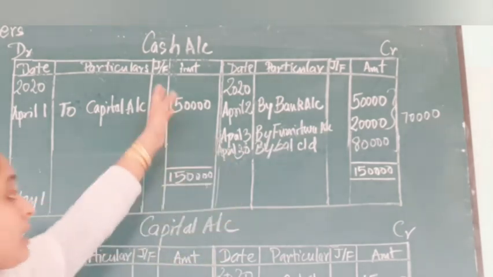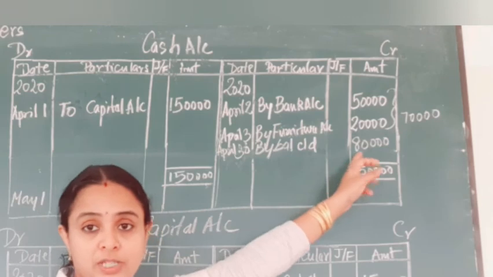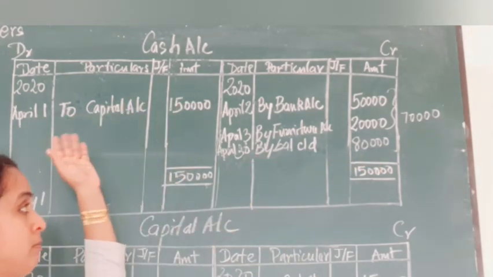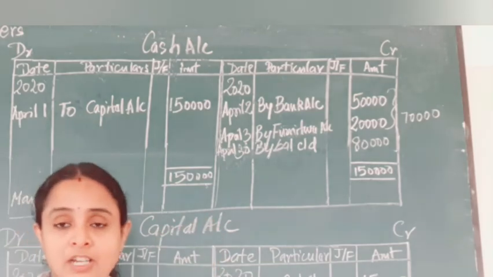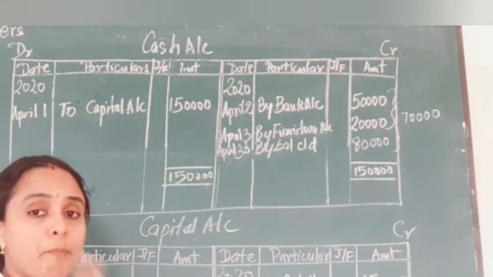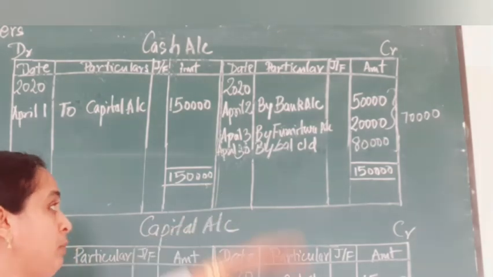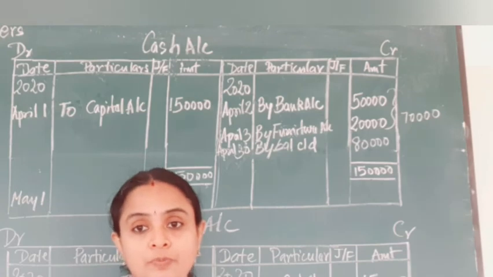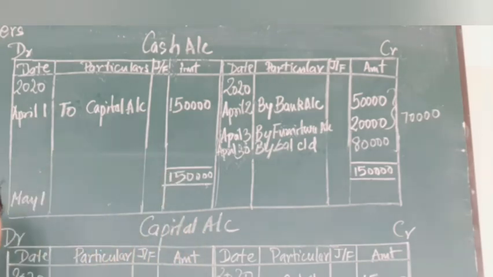So the cash balance of 80,000 at the end of April, after the cash flow, that is cash coming in and cash going out, at the end of that month you came to know that 80,000 cash is there in your business. So this cash will be brought to the next month. So how much is the amount? It's 80,000 which you are bringing to the next month.